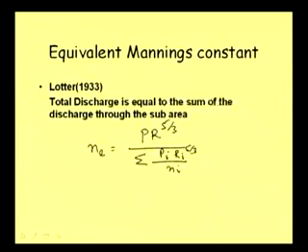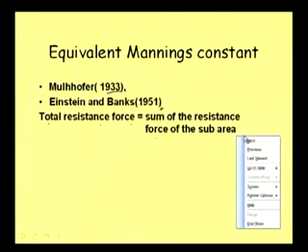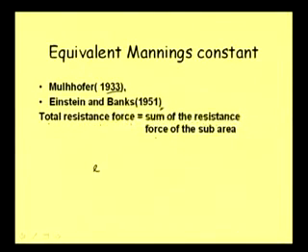Then again Pavlovskii, and Einstein and Banks in 1955, they were starting with the assumption that the total resistance force is equal to the sum of the resistance forces of the sub areas. And by this assumption, they could get the value that Ne is equal to summation of Pi Ni square, and whole to the power half, divided by summation of Pi to the power half. So that can be one expression.